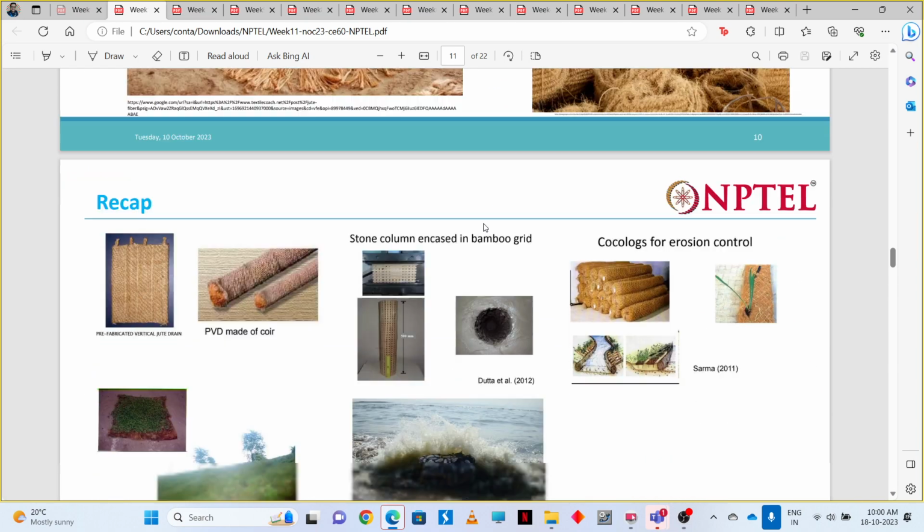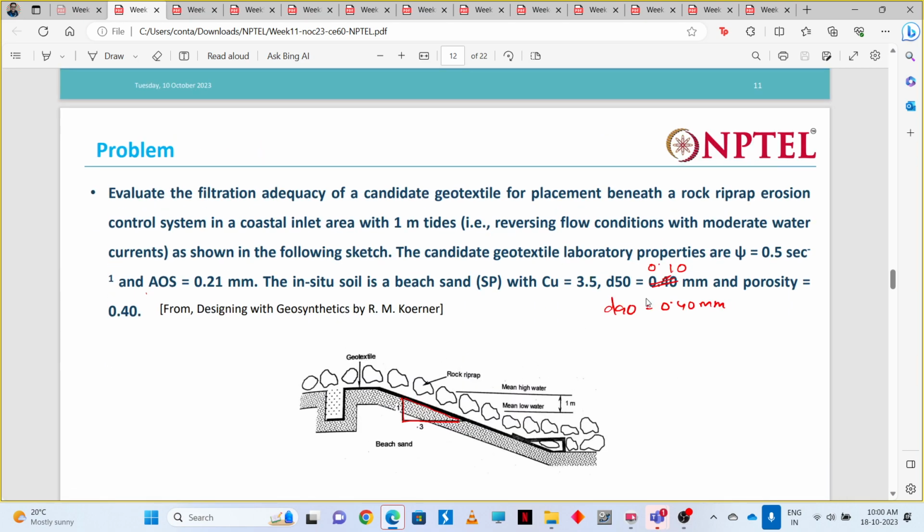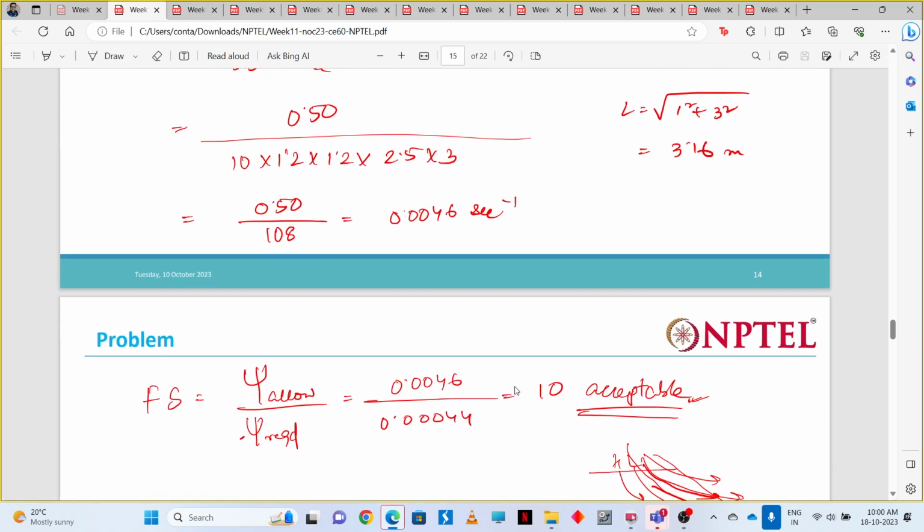Then we solved one problem regarding erosion control where riprap is there and we have placed a geotextile below it, which acts as a filter. This geotextile will prevent the loss of beach sand from there. That we saw, and the factor of safety also we determined.